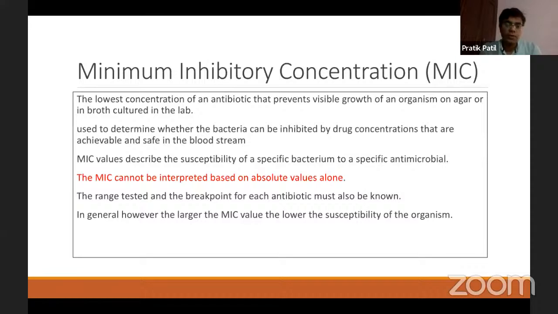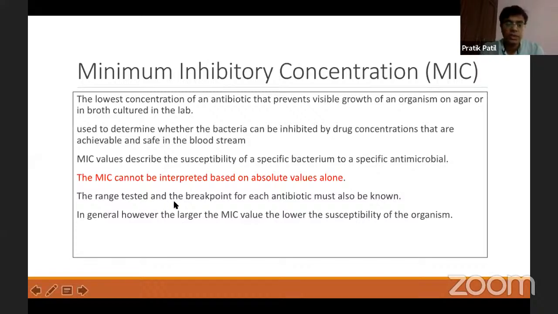So if you use a higher concentration in the lab, it can inhibit. However, if you cannot achieve such a high concentration in the blood, then it's useless. So it has to have both. It has to be achievable with safe bloodstream levels, and MICs describe the susceptibility of a specific bacteria to a specific antibiotic. It cannot be generalized, and this is the important thing. They cannot be interpreted based on the absolute values alone. If you want to compare, you cannot compare between the antibiotics or between the different bacteria.